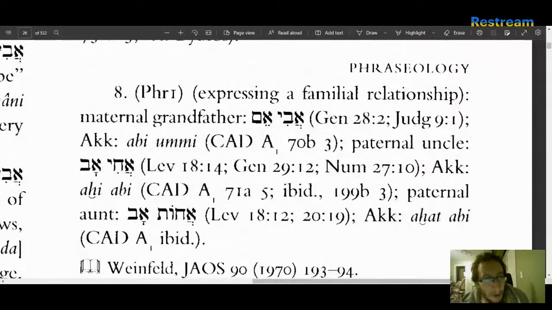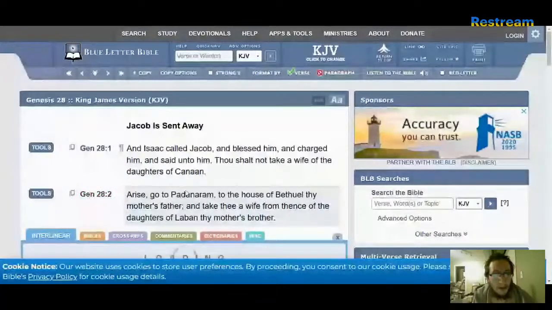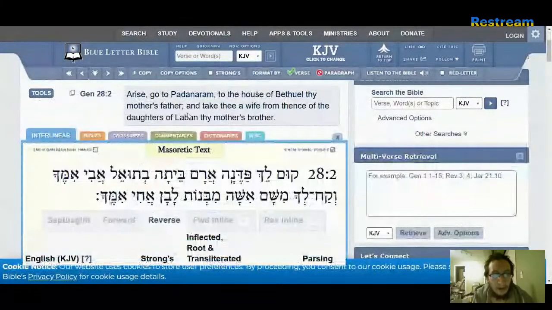Okay, so familiar relationship, a maternal grandfather. So you have here father of the mother, Abiam. Genesis 28:2. Now I didn't know they do that in the Bible, so I want to look that up. Quite interesting. Genesis 28:2. So let's see what it says. Thy mother's father. House of Bethuel, thy mother's father.